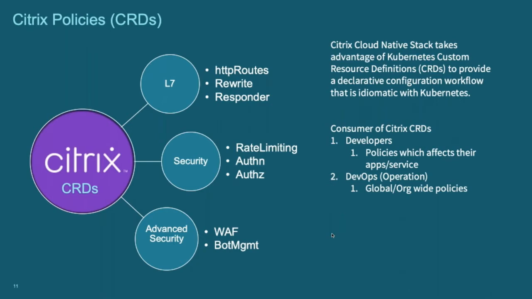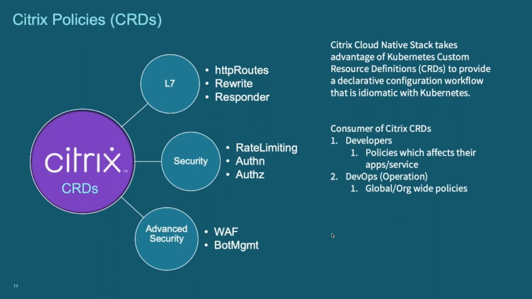For example, at the L7 level, we have the HTTP route CRD, which is a way to declaratively configure the routing patterns. And then we have the rewrite CRD, which talks about how you do a content rewrite. It could be a URL rewrite or a header rewrite. And then we have a responder policy, which talks about if certain criteria are met, or sometimes if not met, then respond in a certain manner. And then you have security related policies.